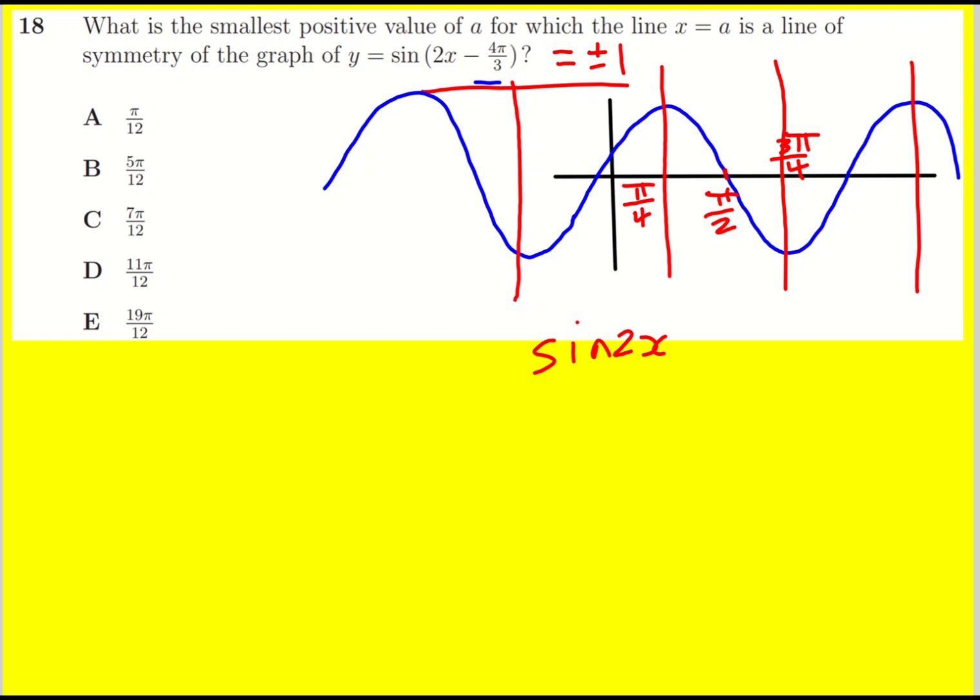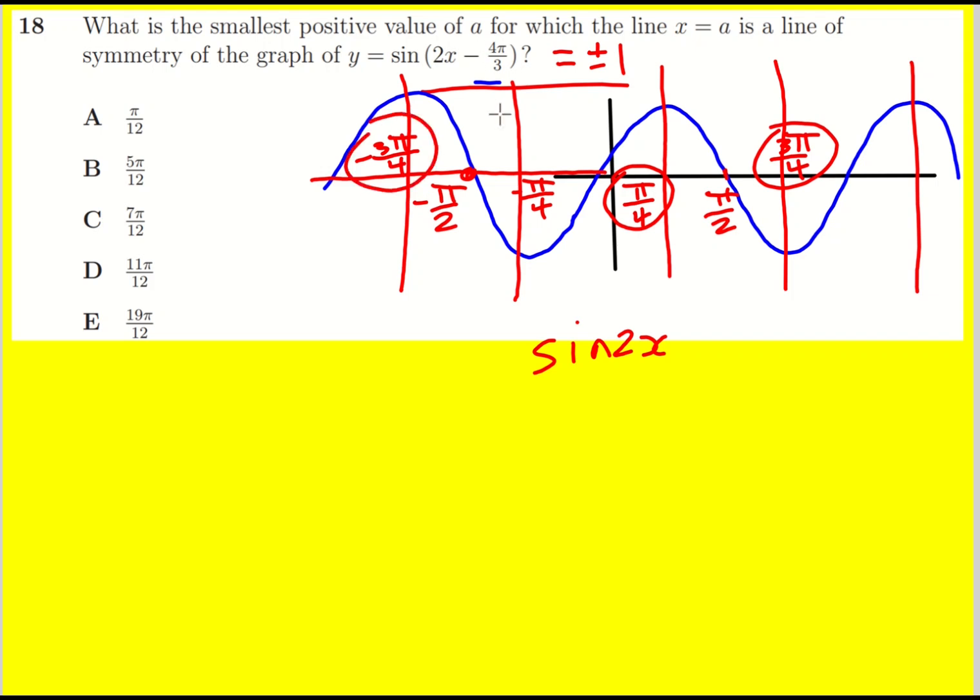Let me just continue that. That would be minus pi over 2. So then I would get minus pi over 4. And then here, I'd get minus 3 pi over 4. So I've actually worked out different lines of symmetry for sine 2x. I'm just going to circle them. And I can see I'm adding something on, so actually these ones are really the ones I'm interested in.